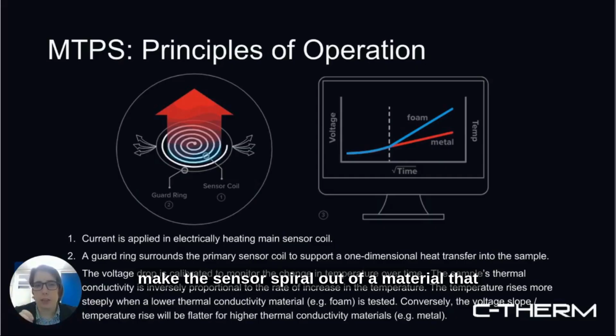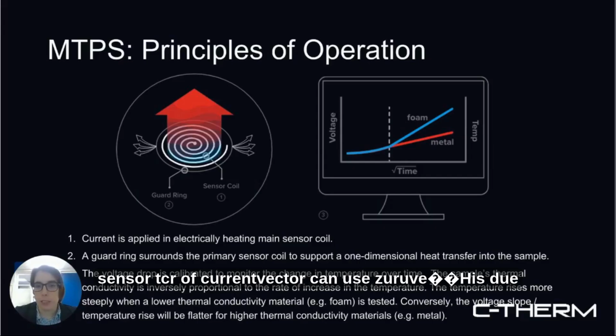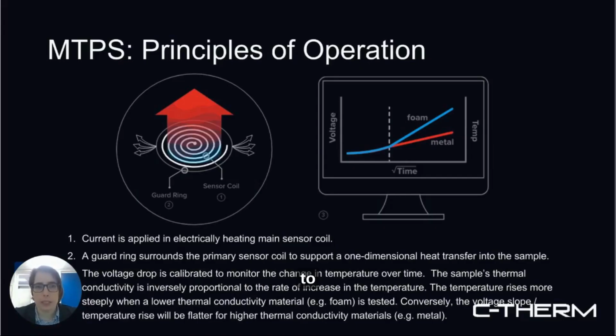We make the sensor spiral out of a material that has a very high temperature coefficient of resistance, or TCR, and therefore we can calibrate the voltage drop across the sensor spiral to the temperature of the sensor spiral. Therefore, by monitoring the voltage as a function of time, we can look at the sensor temperature as a function of time and then analyze that data to get at the thermal properties of the material. Of all of the methods that we're going to be highlighting today, this is the easiest to operate because all of the data analysis is fully automated in the software.